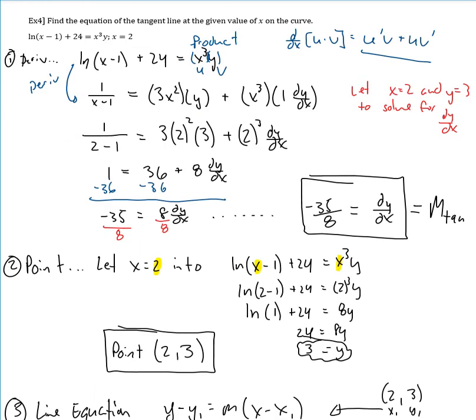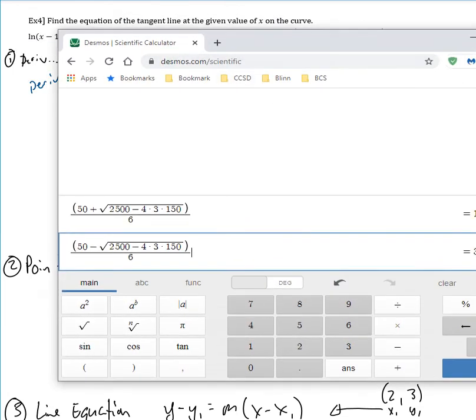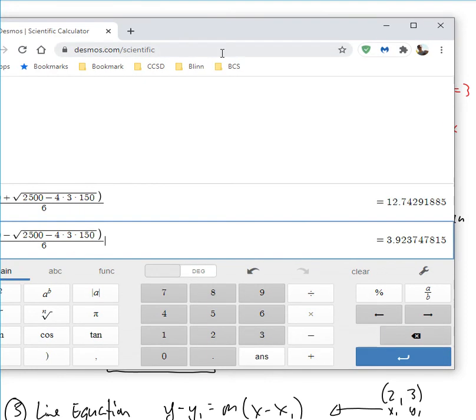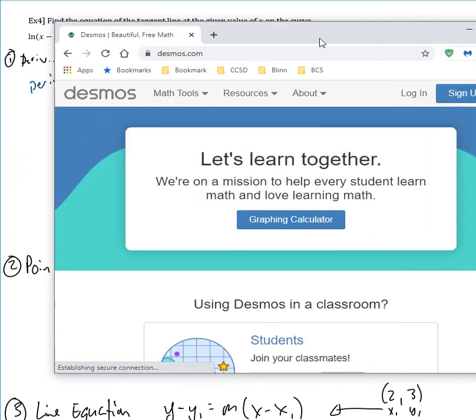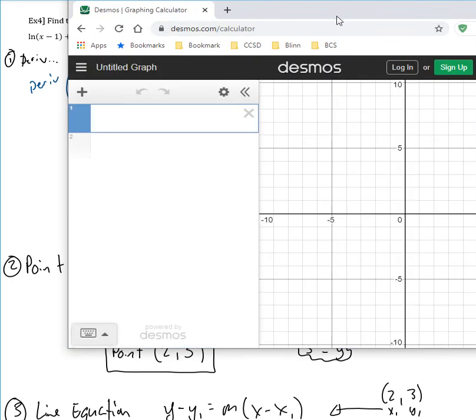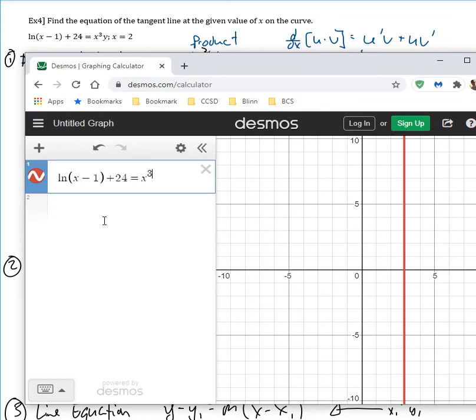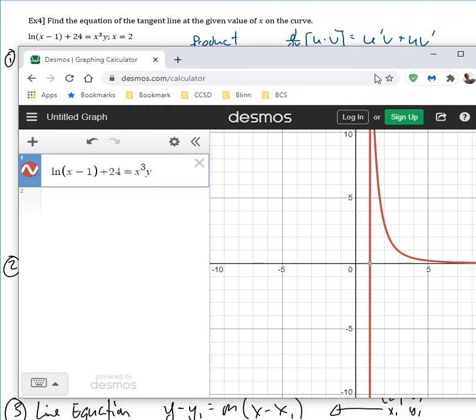And let's go ahead and show something. And if you don't want to see it, I mean, we are done. But I'm going to show our Desmos. I'm going to do the graphing one. Okay, so let's go to graphing calculator. And I'm going to plug that equation in. Natural log of x minus 1 plus 24 equals x cubed y. Okay, and notice it can graph it. So if we plug the equation in, it does graph it.